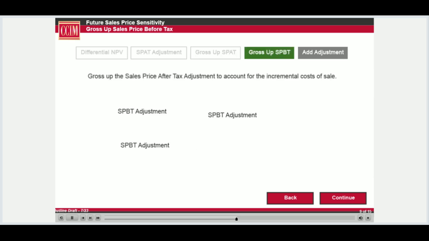Step 4. In order to arrive at an adjustment to sales price, our before tax sales proceeds need to be grossed up again to account for the incremental cost of sale. Use the formula shown here, along with the percentage rate of cost of sale, and then add the resulting cost of sale amount to the before tax proceeds to determine the sale price adjustment needed to equalize the two NPVs. What we are now left with is how much more or less we need to sell the property for in the future to make the owning and leasing alternatives equal.